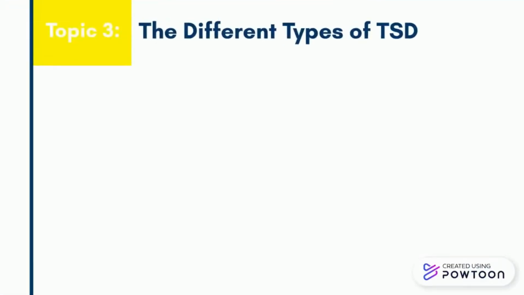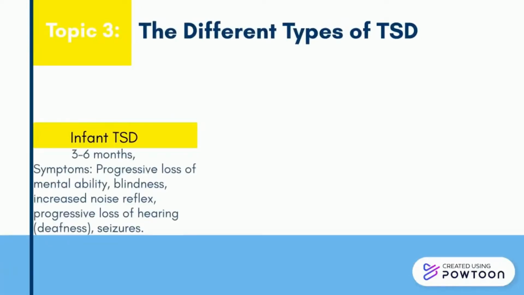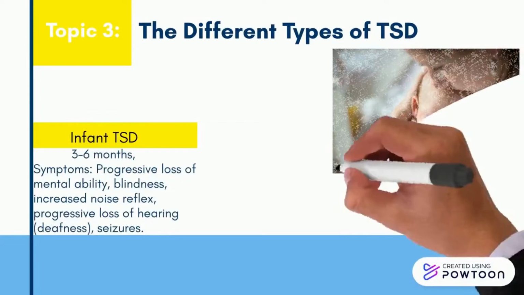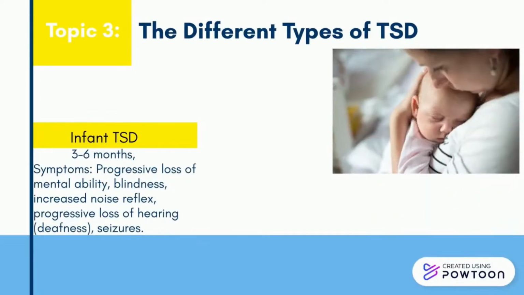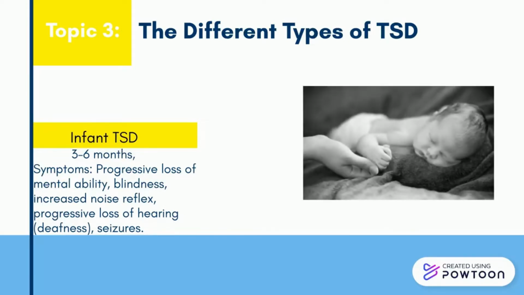There are three different types of TSD. The first one is called infantile TSD. This type occurs in babies from 3 to 6 months old. In this type, patients experience central nervous system deterioration after prolonged cell rupturing, which then produces symptoms like a cherry red spot at the retina, progressive loss of mental ability, blindness, increased startle reflex, progressive loss of hearing which may reach deafness, and lastly, seizures. Patients usually die by the age of 4.